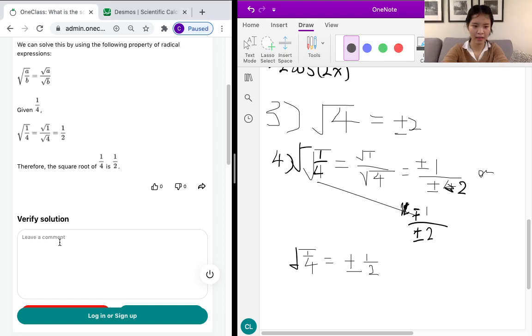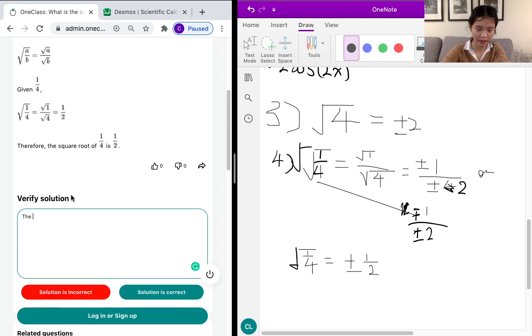Again, that depends on whether you include negative 1 half. It depends on your schooling level. In high school, they probably want you to include negative 1 half, whereas in middle school, the teacher would probably be satisfied with just positive 1 half. So I'll say the solution is correct because it really depends on your school level.